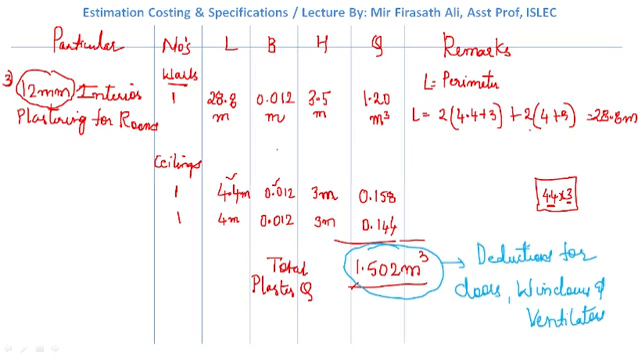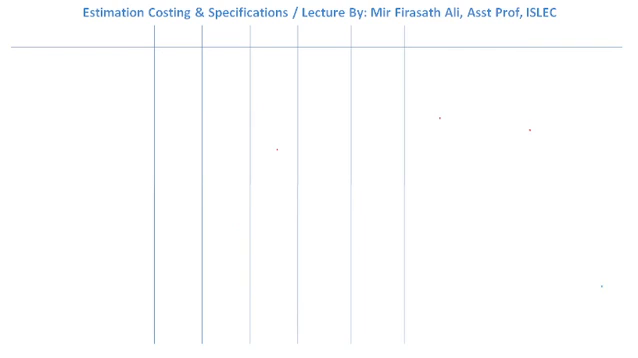We need to make deductions for doors, windows and ventilators. So, let us calculate the deductions in our next step. What we need to do? Let us calculate the deductions. Let us fill particulars: numbers, length, breadth, height, quantity, remarks.